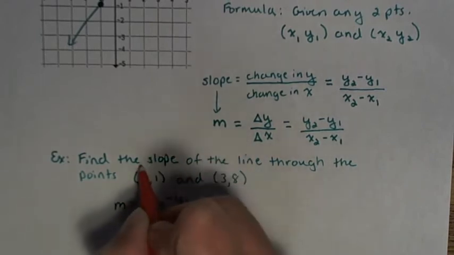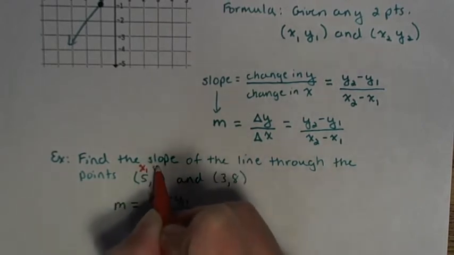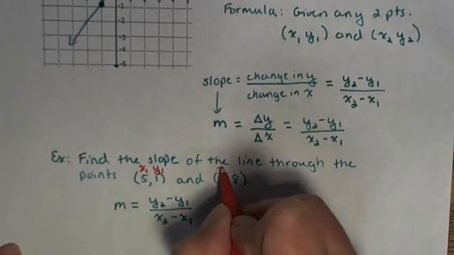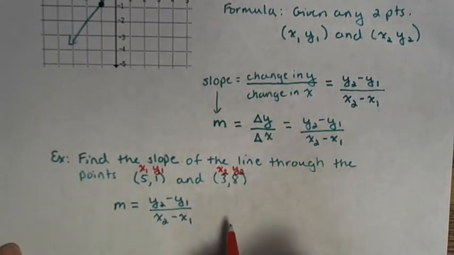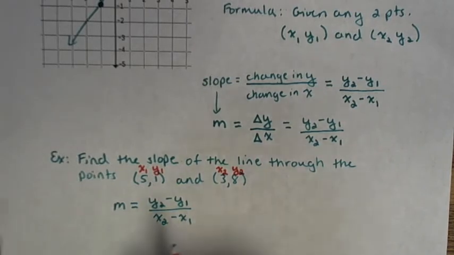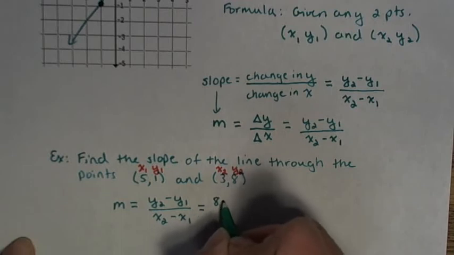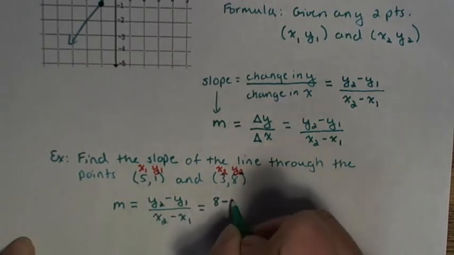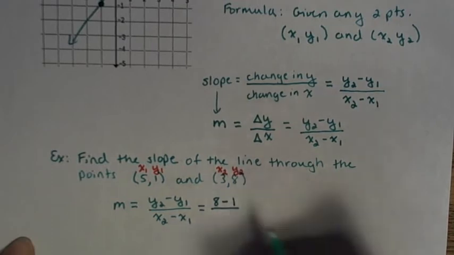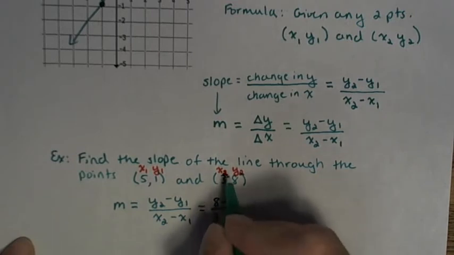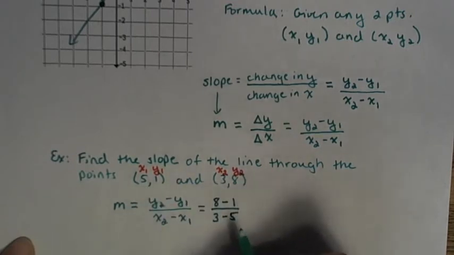So what I'm going to do is put above this first point x sub 1, y sub 1. I'm going to call that my point 1. And this is going to be x sub 2, y sub 2 to represent my point 2. So now when I go to plug in my values into the formula, I can just look at where I've labeled those. So y sub 2 is 8 minus my y sub 1, which is 1, and that's divided by my x sub 2, which is 3, minus my x sub 1, which is 5.